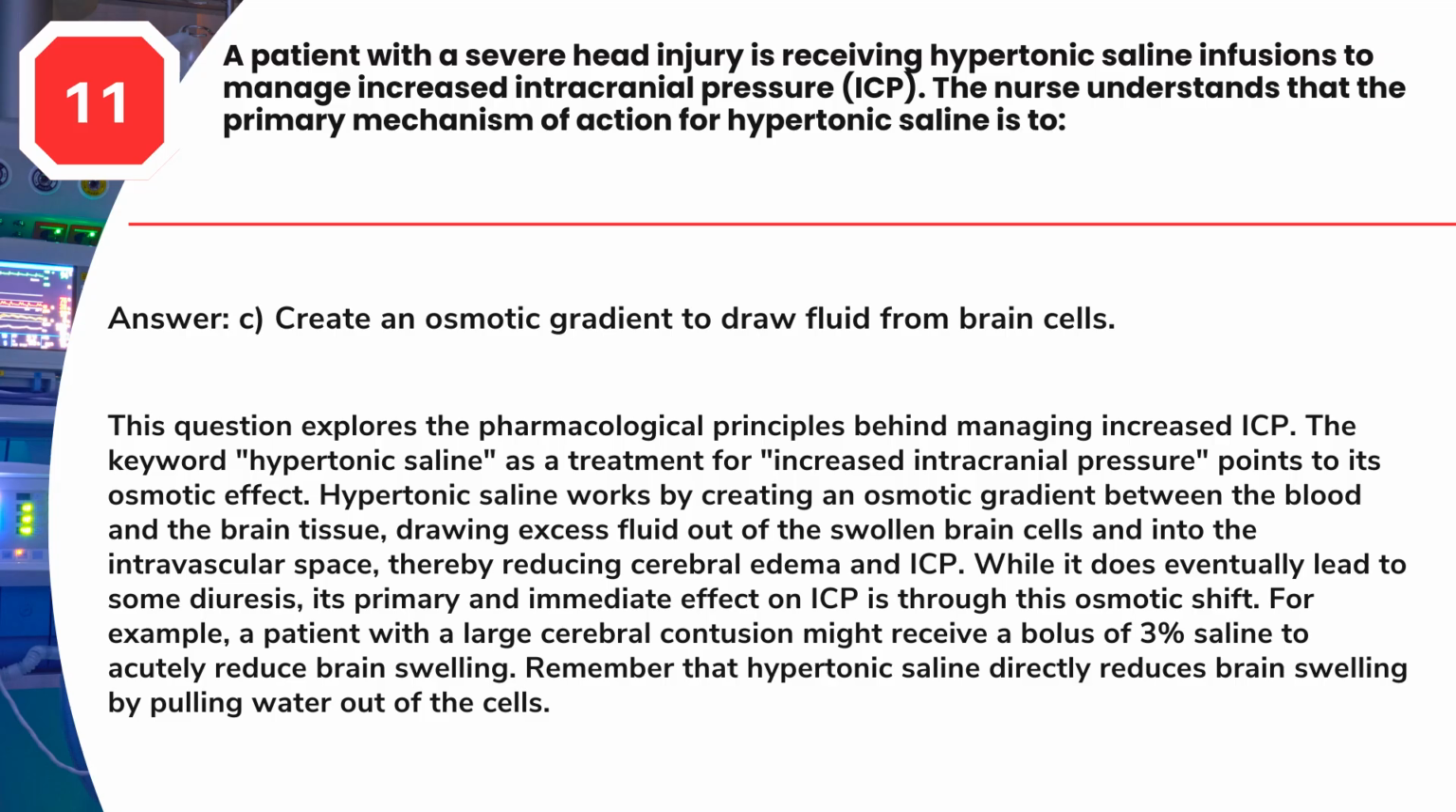While it does eventually lead to some diuresis, its primary and immediate effect on ICP is through this osmotic shift. For example, a patient with a large cerebral contusion might receive a bolus of 3% saline to acutely reduce brain swelling. Remember that hypertonic saline directly reduces brain swelling by pulling water out of the cells.